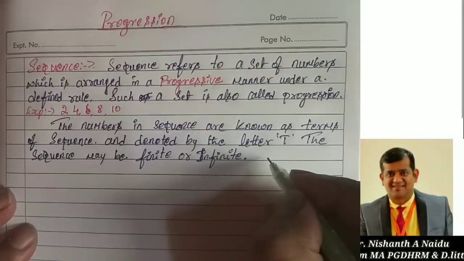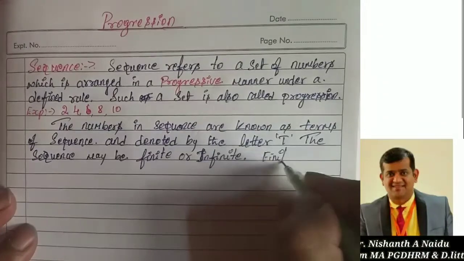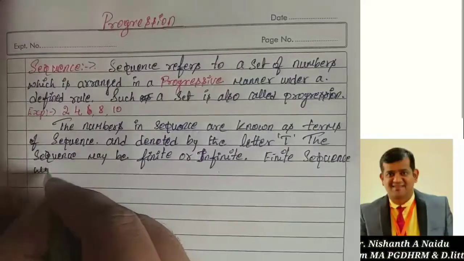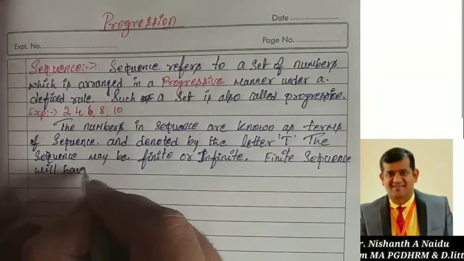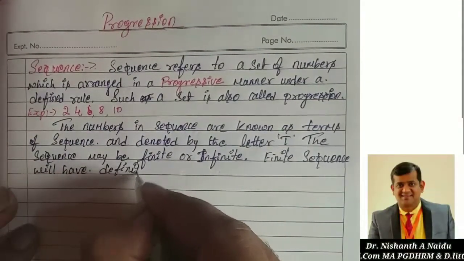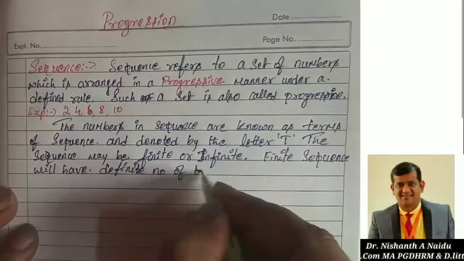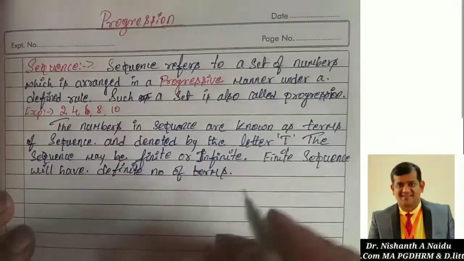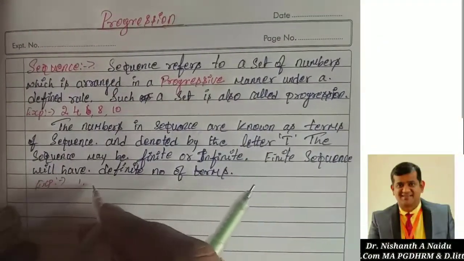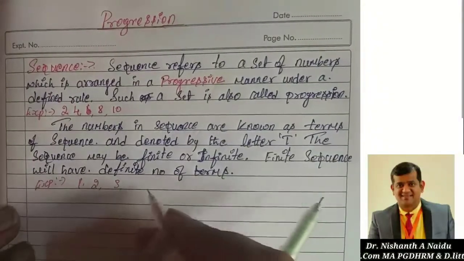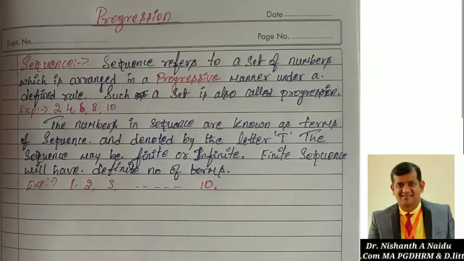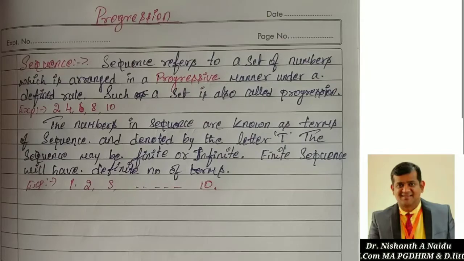A finite sequence will have a definite number of terms. For example, here the definite number of terms means 1, then we have 2, then we have 3, so on to 10. So the definite number of terms is 10. We know that in infinite we don't get that.